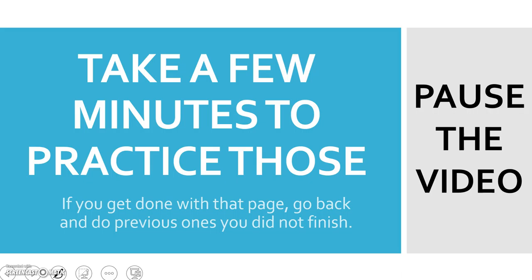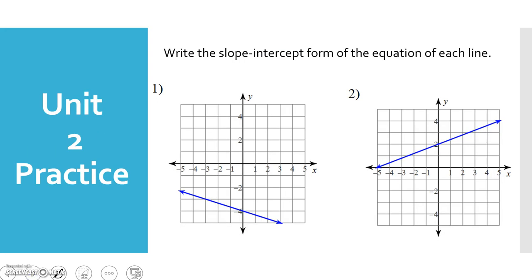Alright, hope you finished those. Let's move on to the next one. The next one gives us a graph, and we need to write the equation in slope-intercept form, which again is y equals mx plus b.